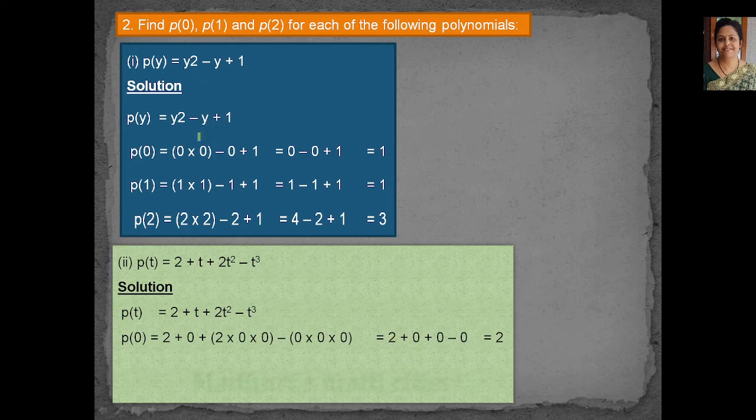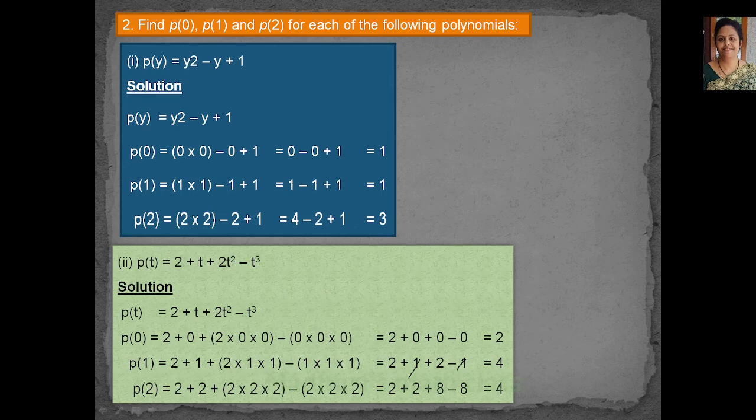Now next is P(1). P(1) is 2 plus 1 plus 2 into 1 into 1 minus 1 into 1 into 1. 2 plus 1, and third term 2 into 1 into 1 is 2, plus 2, and minus 1 into 1 into 1 is minus 1. So plus 1 and minus 1 cancel. Here plus 1 and minus 1 is 0. What is remaining? 2 plus 2, 4.